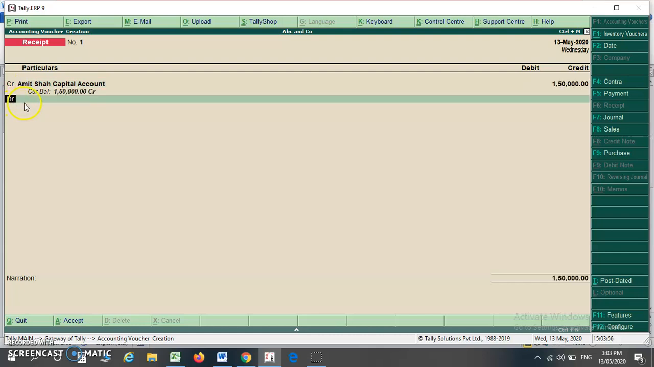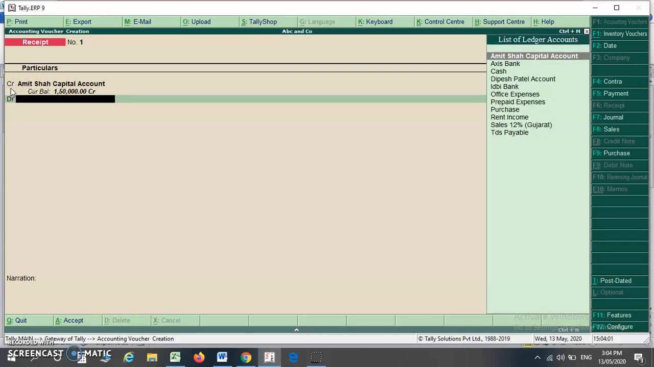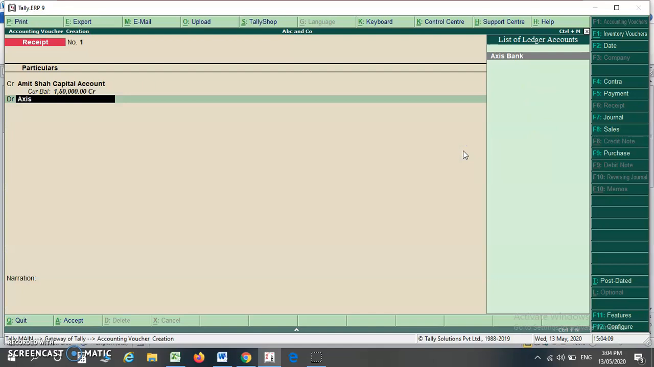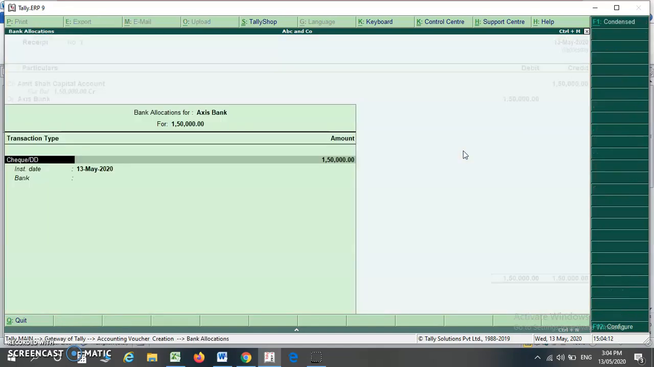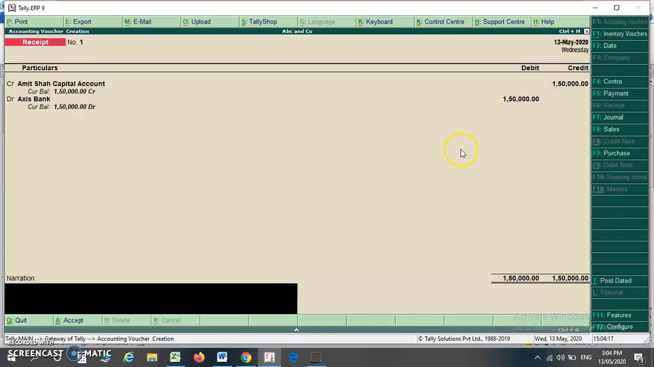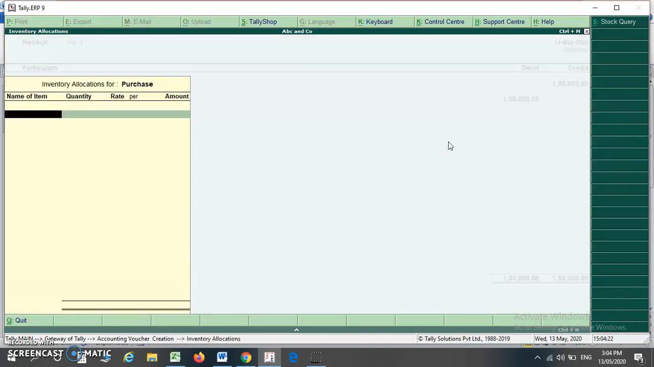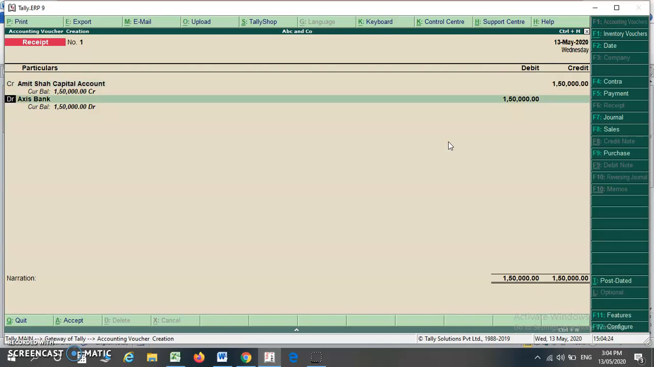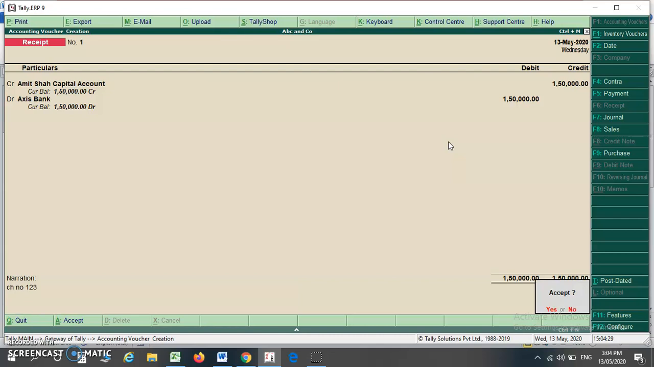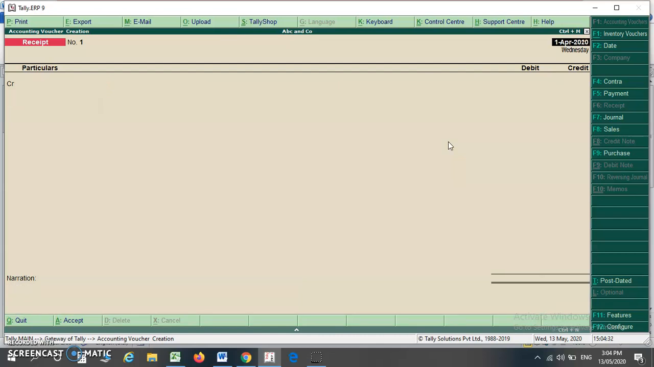Now you can find the option for the debit. Who is going to be debited? Cash or bank. Under which bank has the proprietor deposited the check? Under Axis Bank. So the Axis Bank account is going to be debited. Here you can type your check detail, bank detail, etc. Here you can also write any narration you want to write. And in this way your receipt entry will be made.